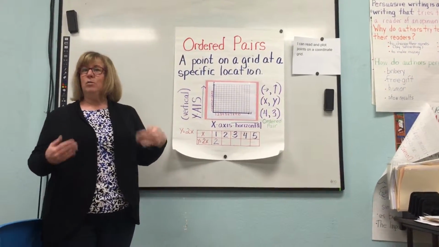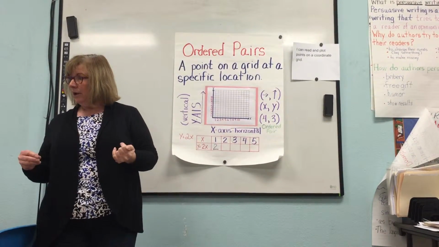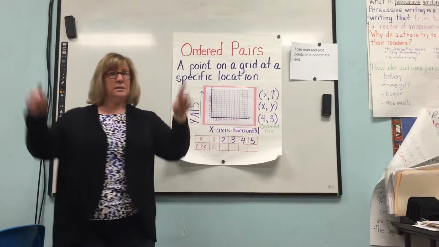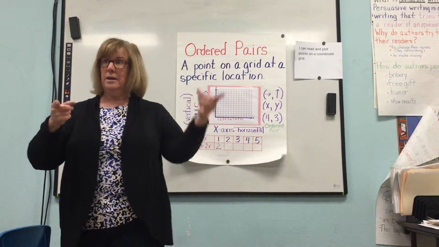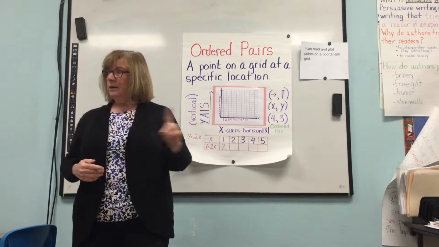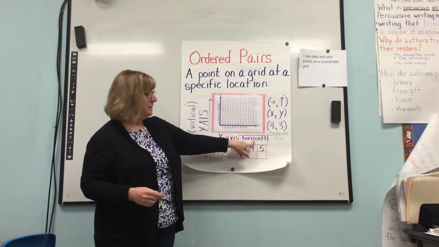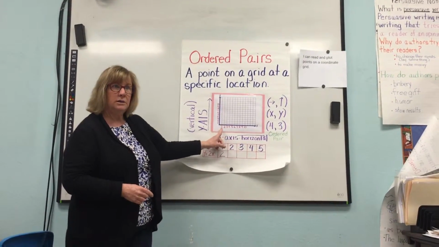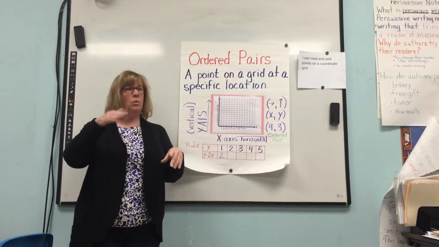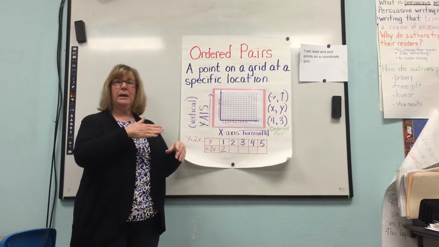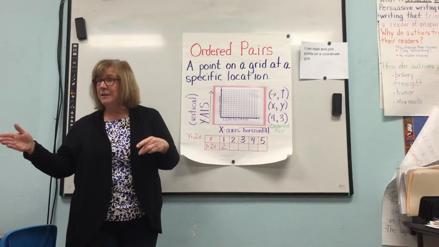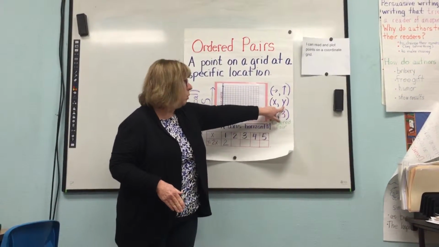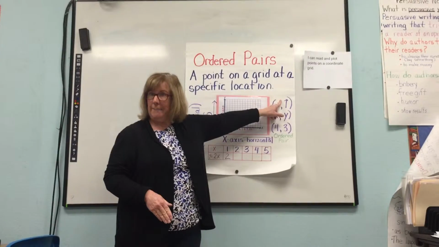When we graph what's called an ordered pair, it's going to look something like this. First, it's going to have parentheses. The first number is the x-axis. And the x we go across. So your grid may have 1, 2, 3, 4, 5. It may go 2, 4, 6, 8, 10. The second number is your y, and you go up.